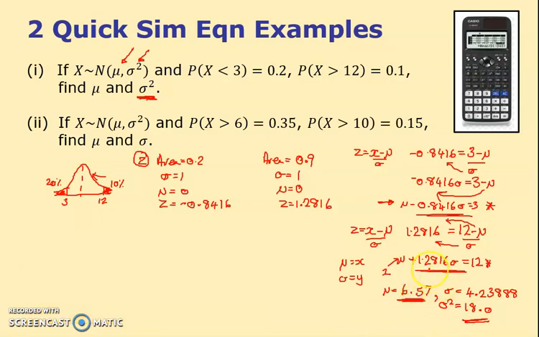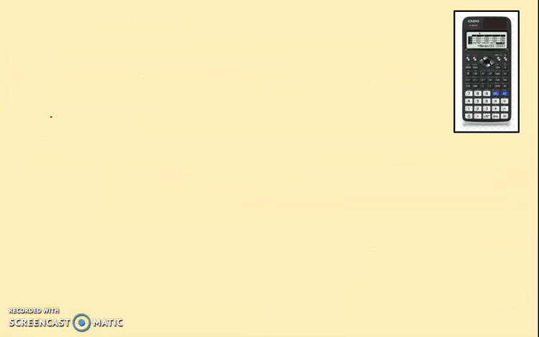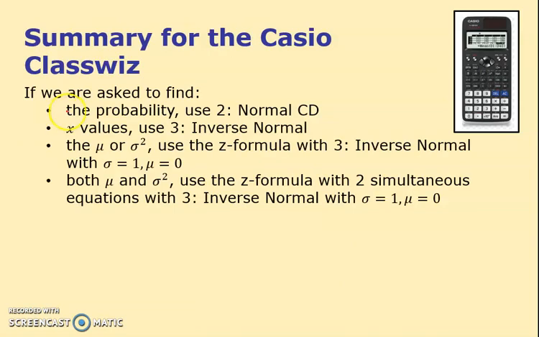Now, we've got another one. I'm going to leave this one for in class, because I think these are hard enough to warrant doing these in class. And a reminder of how it is we're doing it. And then just a reminder for you, perhaps, a summary for the Casio Classwiz then. I suppose it highlights there are 4 types of questions that we have to be able to do. The nice, gentle ones. Number 1, if you like. It's find the probability. Use the number 2 button on a calculator, normal CD.